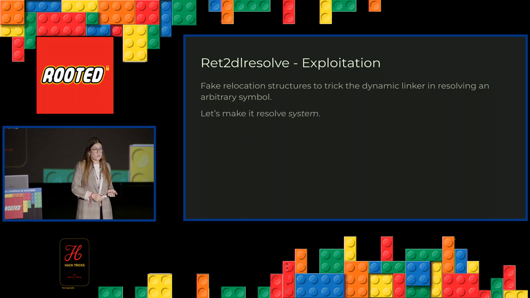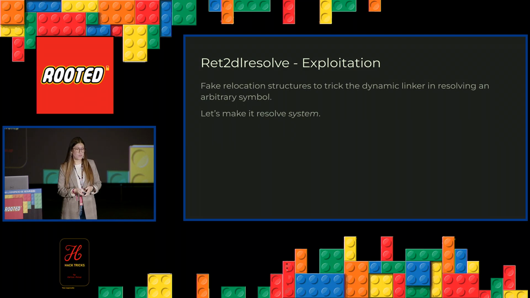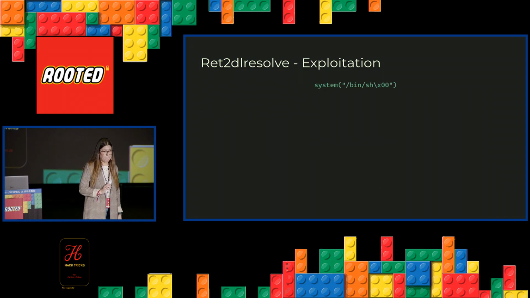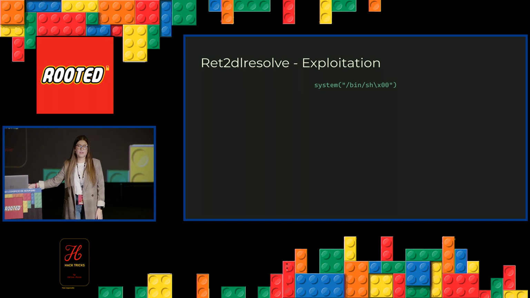So what we can do is ask the dynamic linker to resolve the system symbol, because this is a libc function that lets us execute commands. And so if we are able to call system with the /bin/sh argument, then we will also be able to spawn a shell. Okay, so with this goal in mind, we will now see the whole exploitation process.